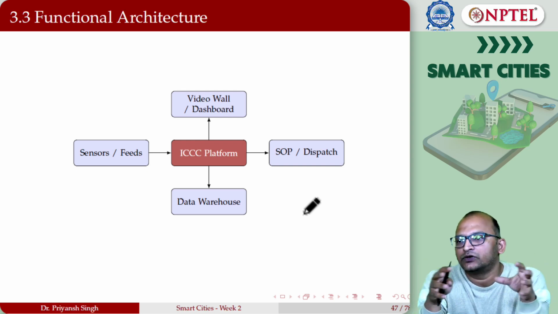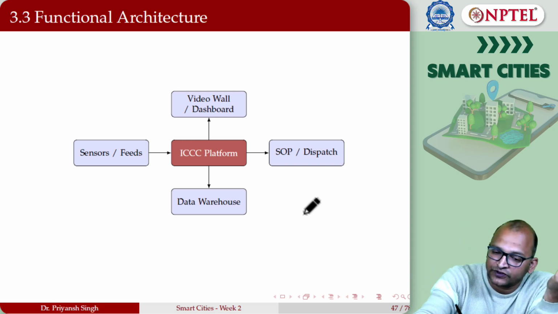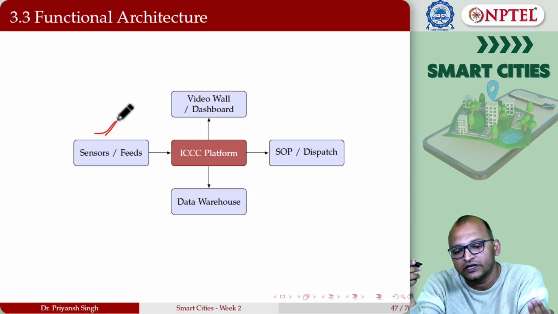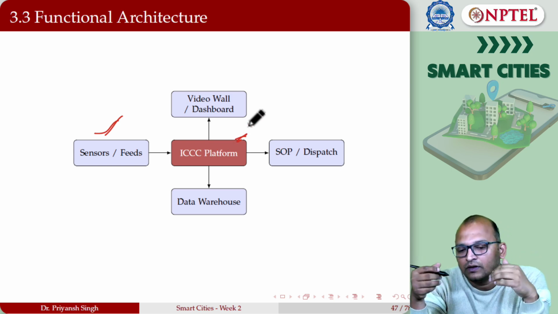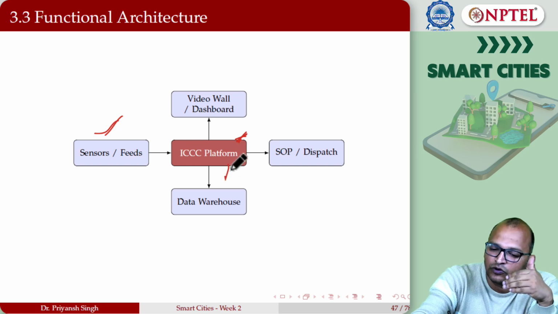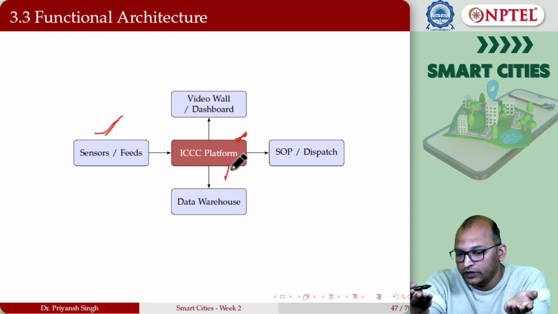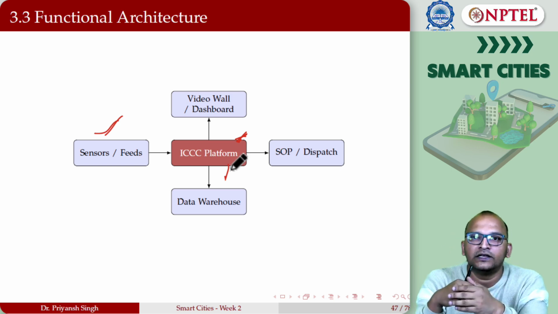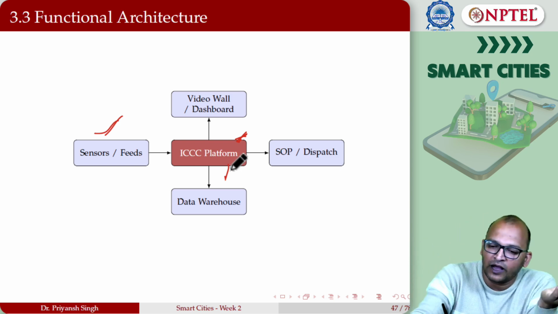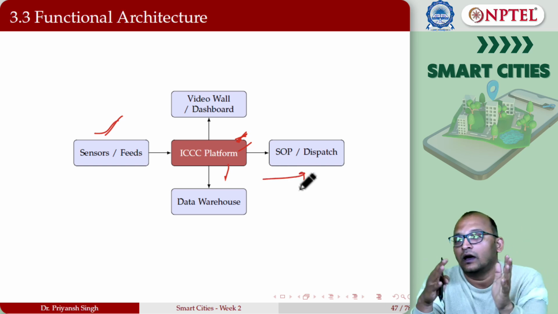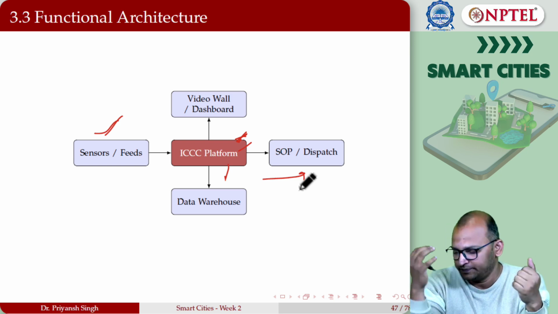The functional architecture of the integrated command and control center consists of the information you are getting through sensors and feeds. That information will first be brought to your ICC platform. From the ICC platform it will be conveyed to your data warehouse, where the information will be collected. It can also go to the video wall, the dashboard or the app, from where the information will be available to the public or other stakeholders. And from the ICC, this information will be dispatched, or some standard operating procedures may be followed.